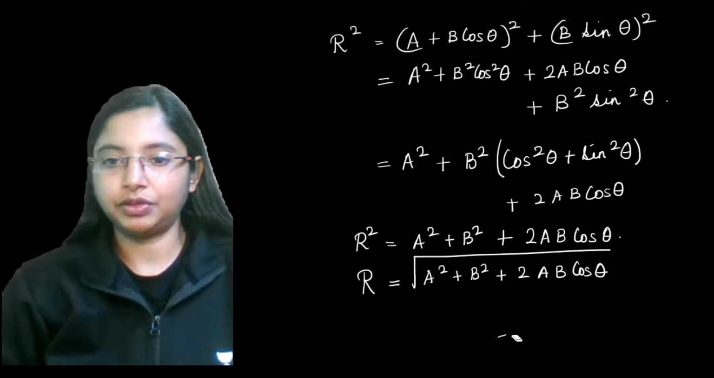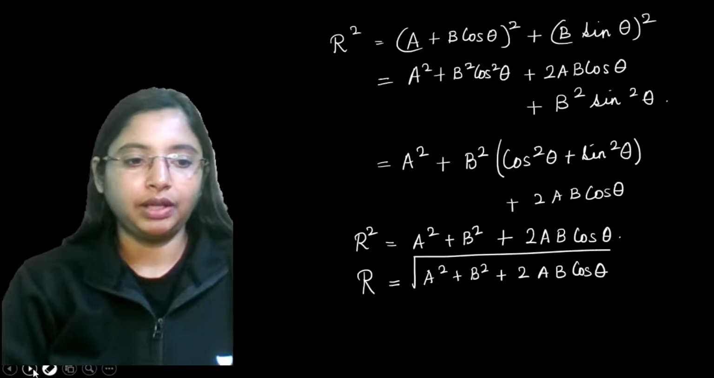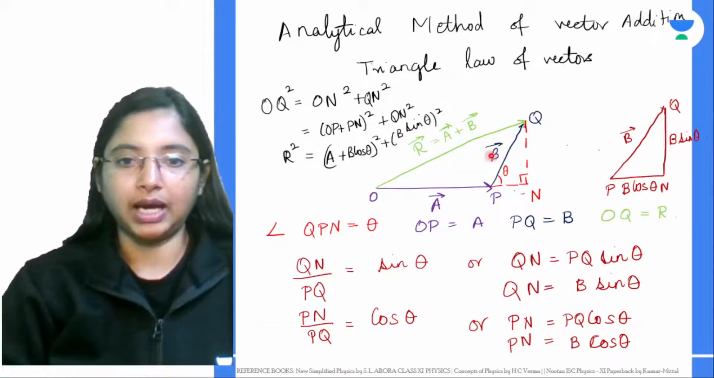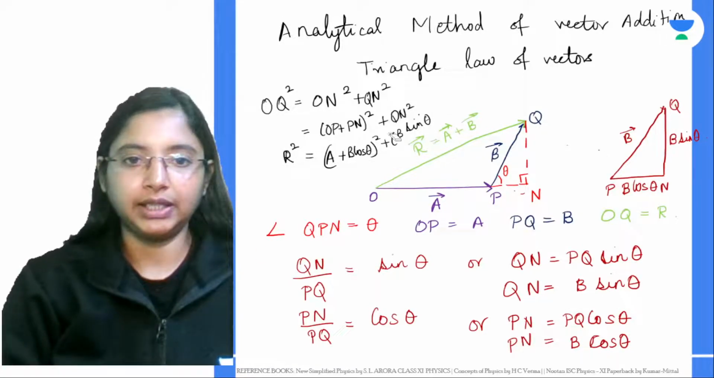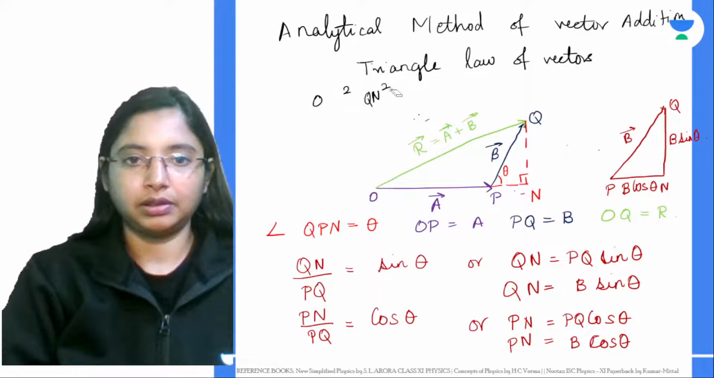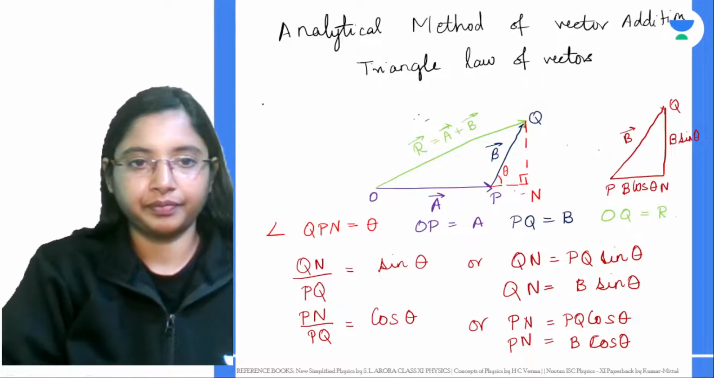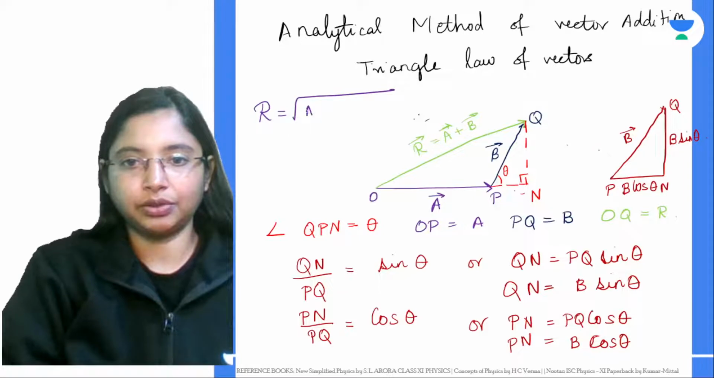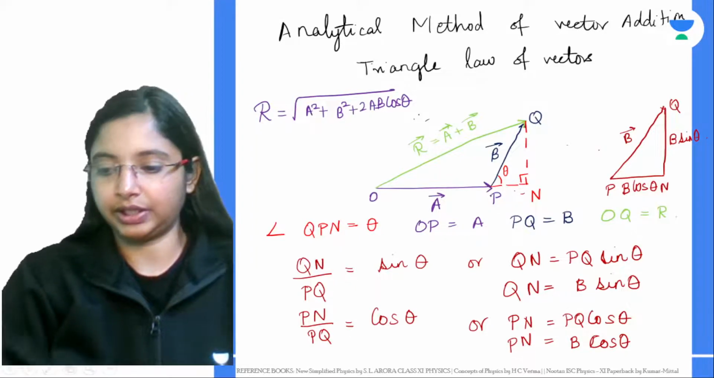When you're adding these vectors, R vector is equal to A vector plus B vector, right? So if you want to find the magnitude of R, you can use this method to finally find that the magnitude of this R vector is nothing but the root of magnitude of A square plus magnitude of B square plus 2AB cos theta.